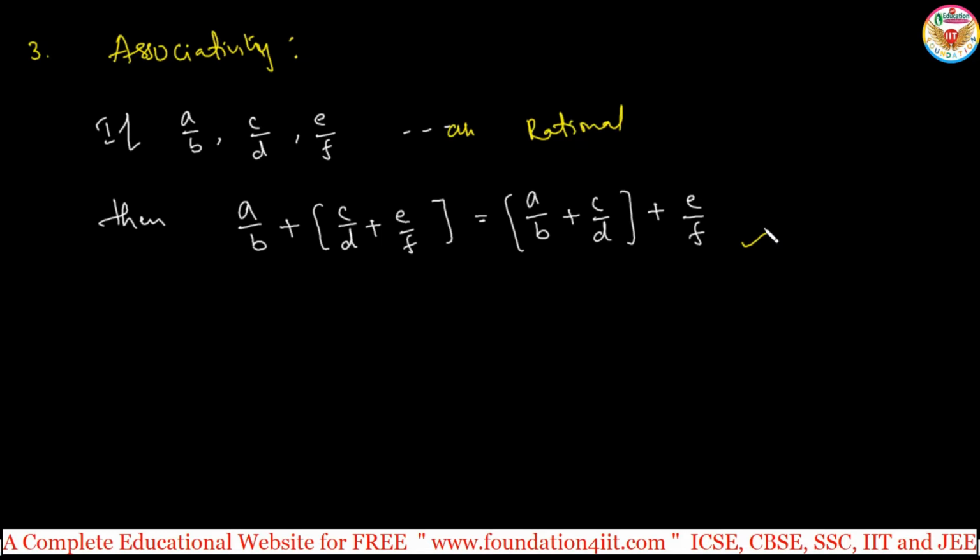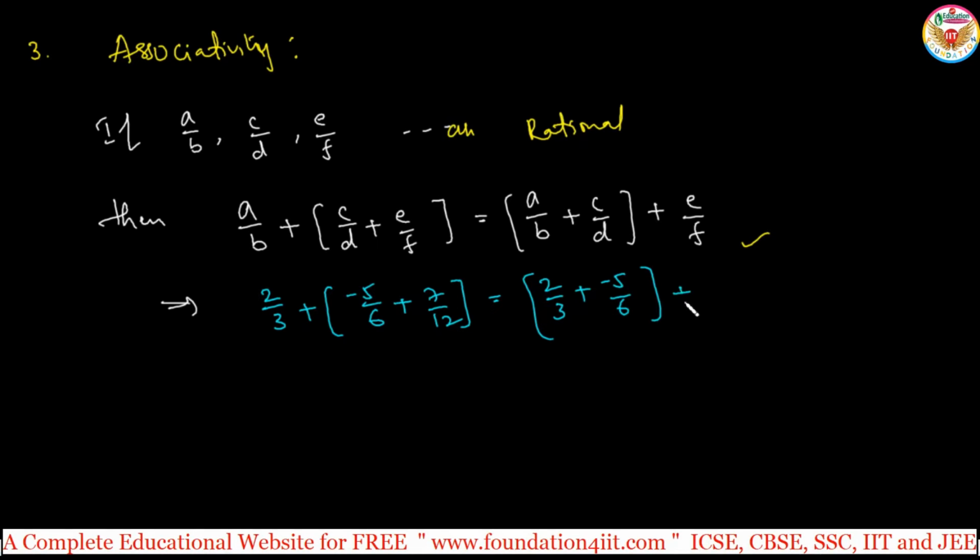Okay, let us take one small example. Let us take a by b as 2 by 3 plus another two numbers: minus 5 by 6 plus 7 by 12. That should be equal to 2 by 3 plus minus 5 by 6, the sum of this, plus 7 by 12. So for LHS and RHS you are supposed to get the same thing. Just like the previous methods, you can do it inside.